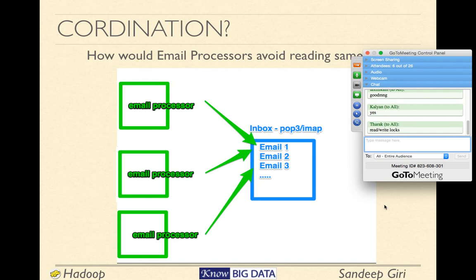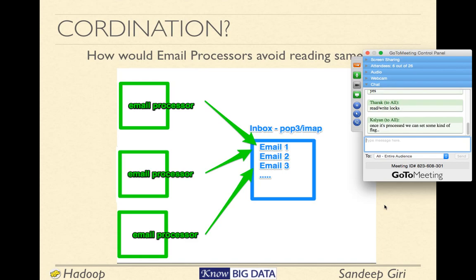Read write logs. Okay. So where will you create these logs? Okay. Once it is processed, we can set some kind of flag. Or while it is being processed, we can set some kind of a flag in the inbox. Okay. That's good. Let's say we are not allowed to mark anything in the inbox. We only have read only permission.